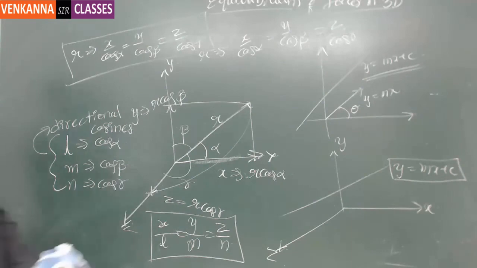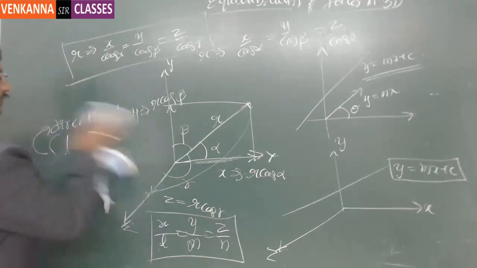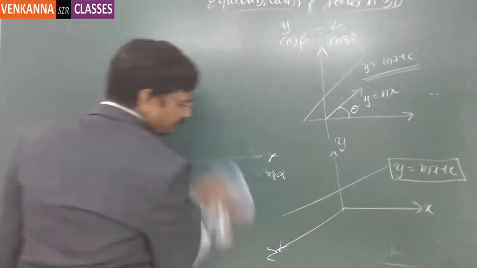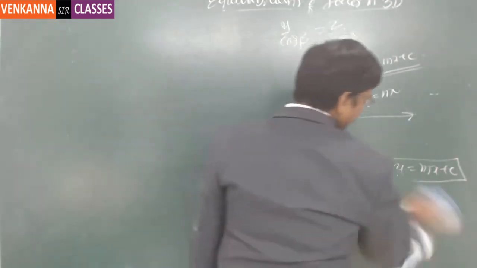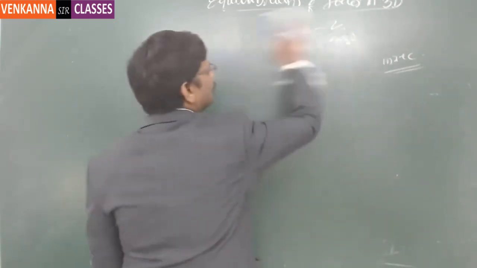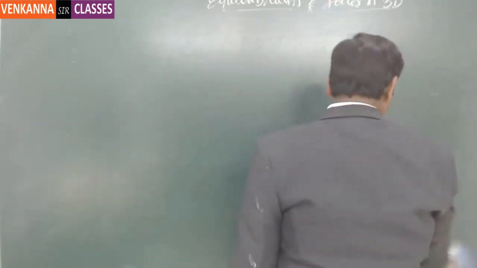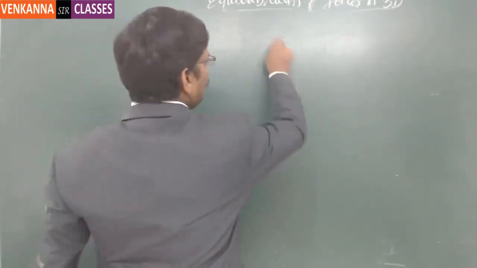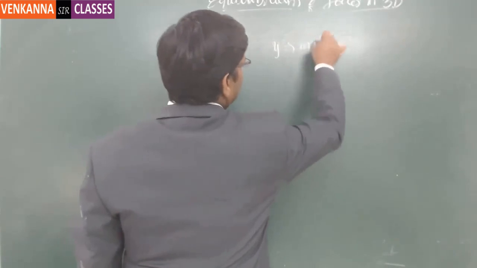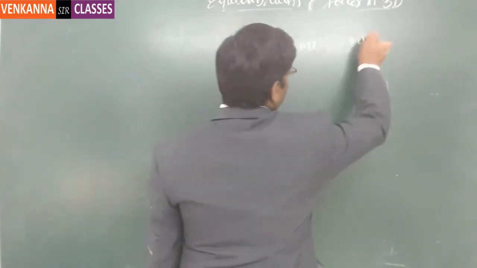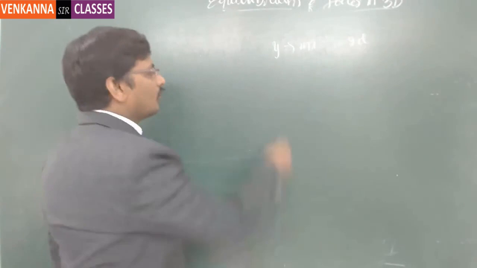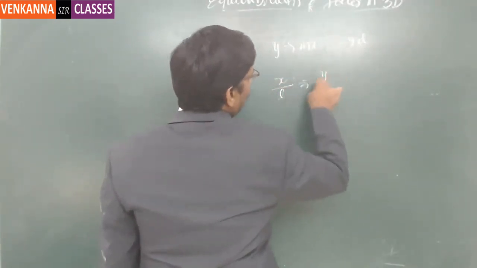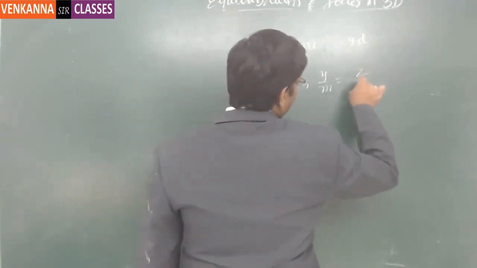Okay. Now I will try to correlate these two equations so that you get a better understanding of why this equation is correct. We have calculated the equation for the line which is passing through the origin. Now y is equal to mx is the equation of the straight line in case of 2D. The same equation we have got in case of 3D is x by L is equal to y by M is equal to z by N.